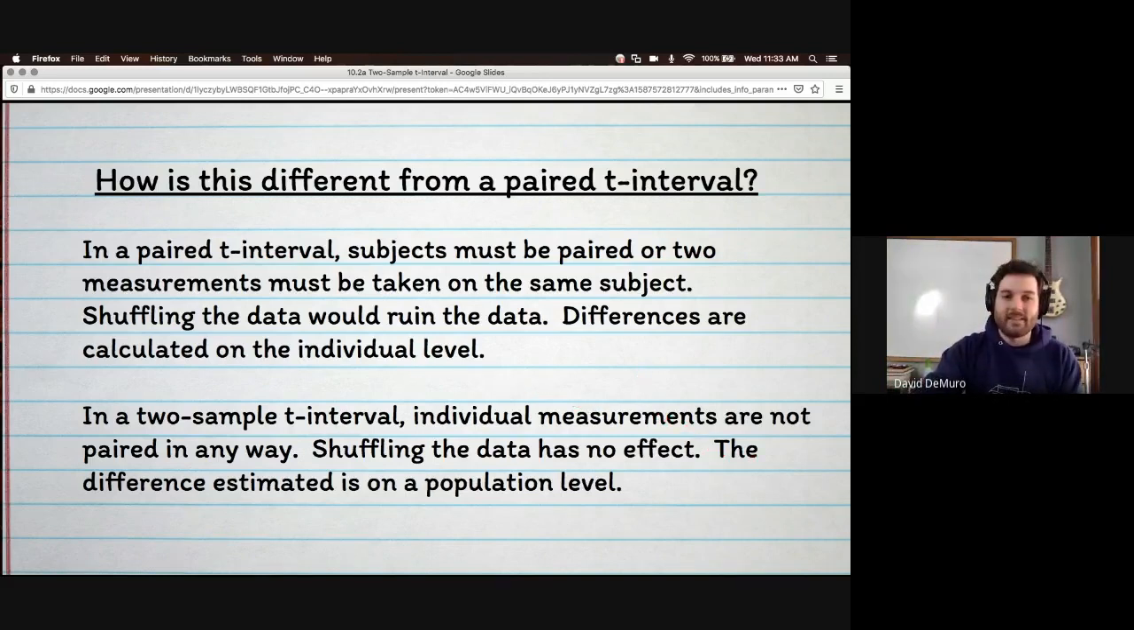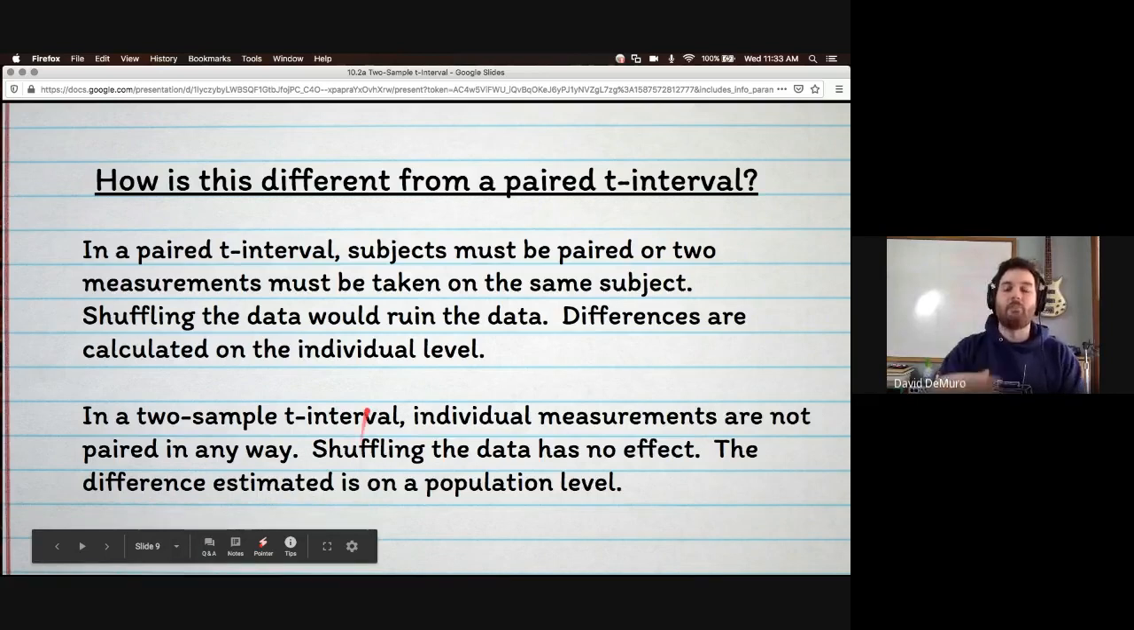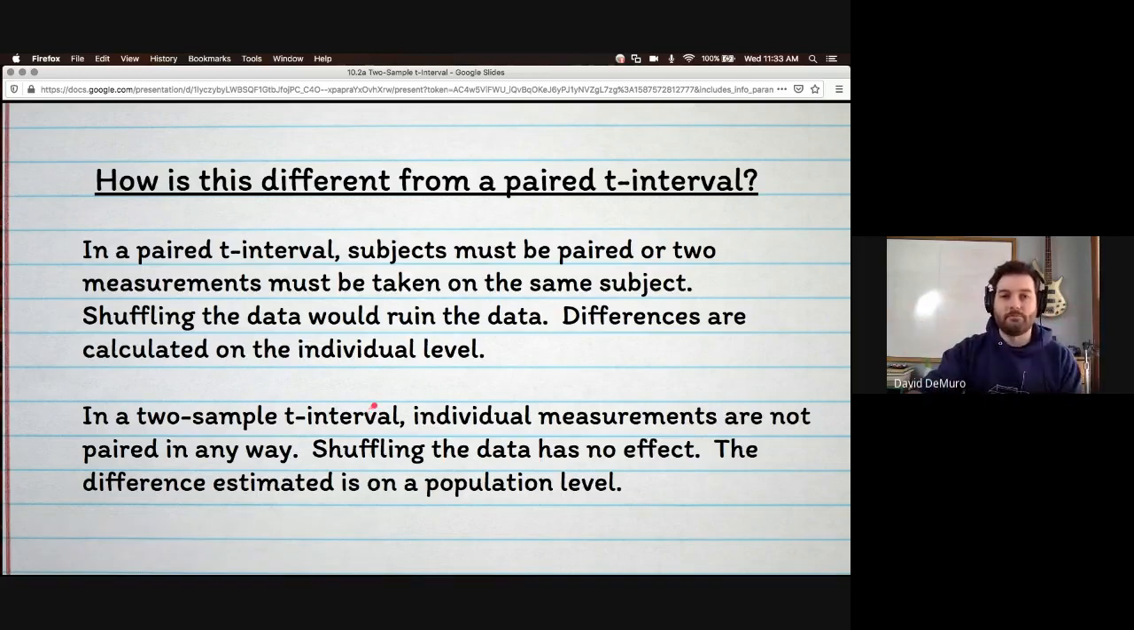Another way to think about it is that the difference estimated is on the population level. So we're not looking at the difference between individuals, we're looking at the difference between the populations overall.